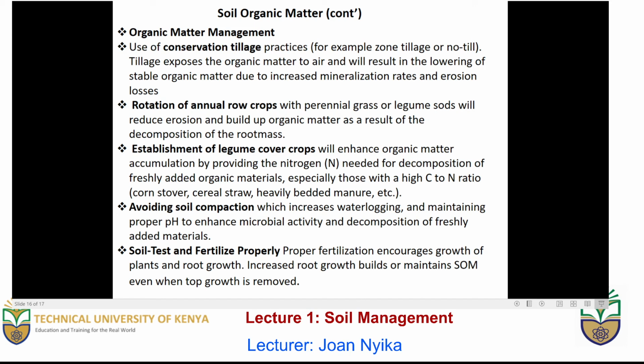Then you have to establish the use of legume cover crops. Cover crops usually enhance the provision of the main nutrients that the crop needs, for example, nitrogen, potassium, and phosphorus. It also enhances the decomposition of various organic matter that can form what we call humus.